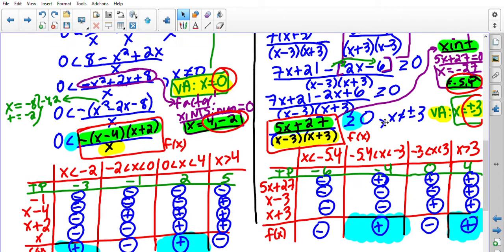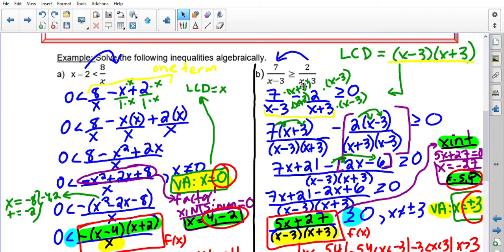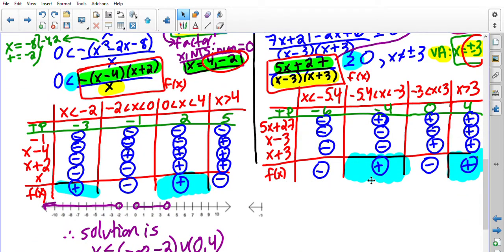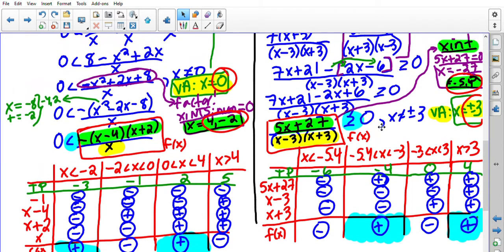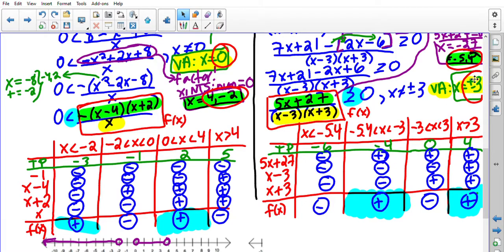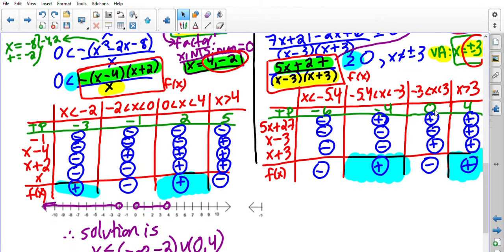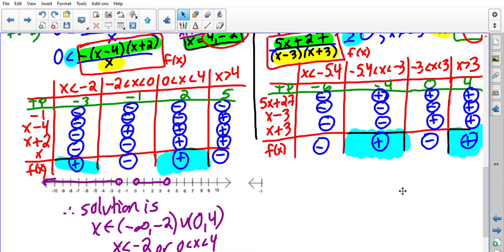One thing that's interesting though about this one is that it has an equal to symbol. So remember, it can be equal to at x-intercepts. However, it cannot be equal to at vertical asymptotes because that's undefined. So you have to be careful where you put your equal to symbol.